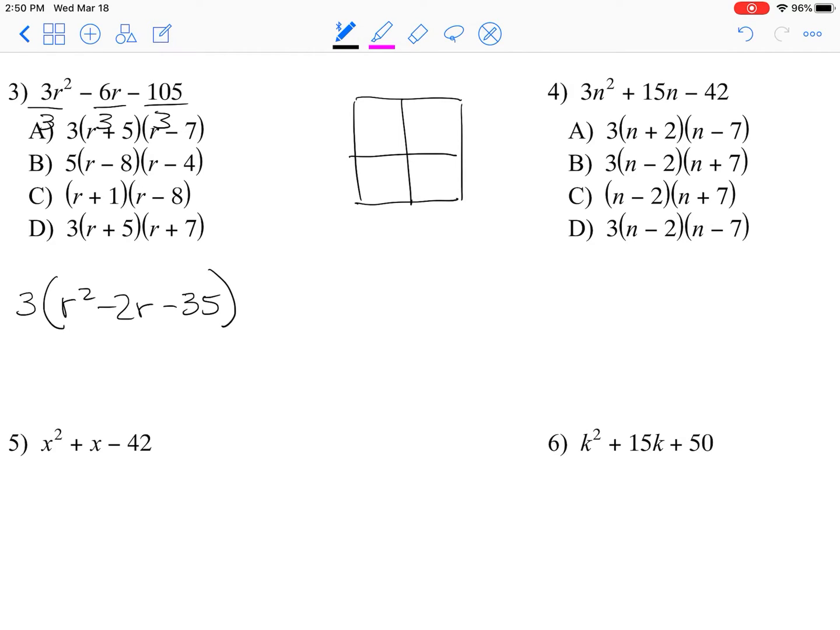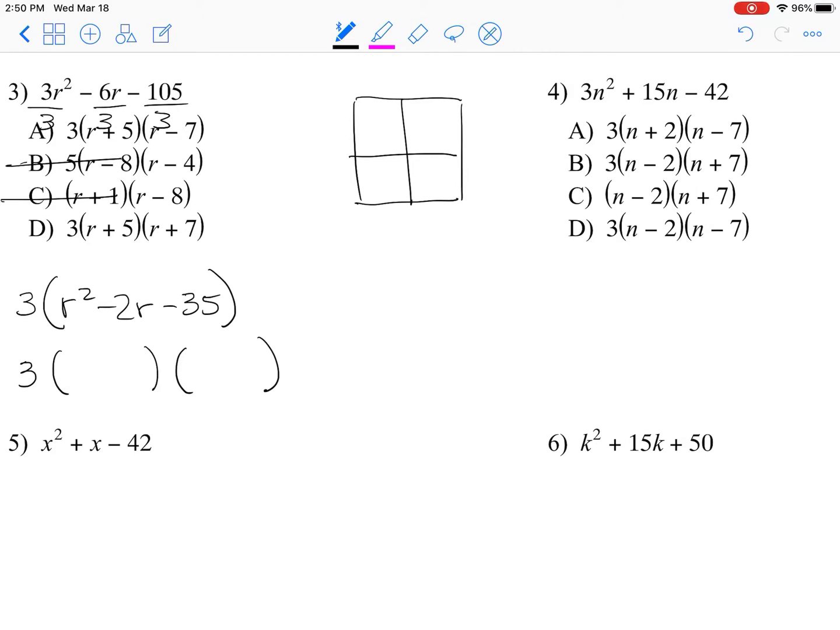Now once I do that, obviously I'm going to eliminate a couple of my choices up here. It can't be B, it can't be C. My 3 is going to come down here as part of my final answer, and it's going to be out in front of my 2 binomials.